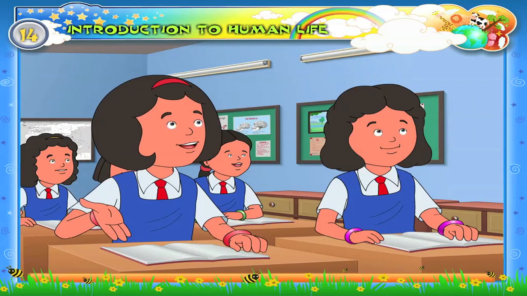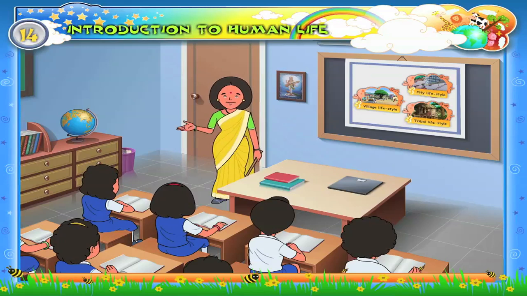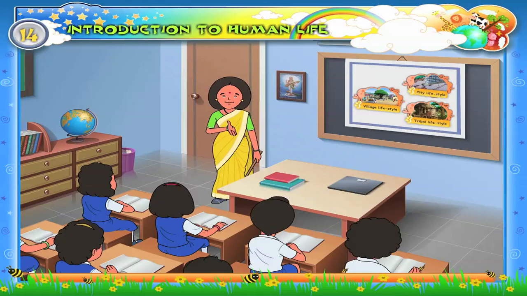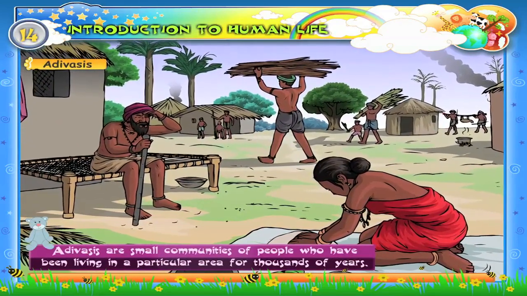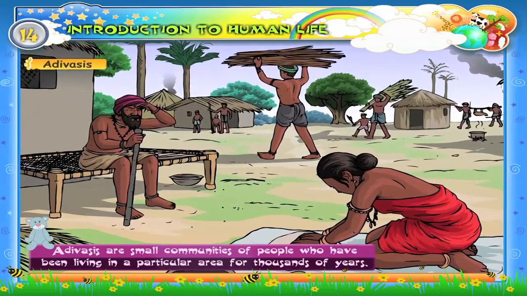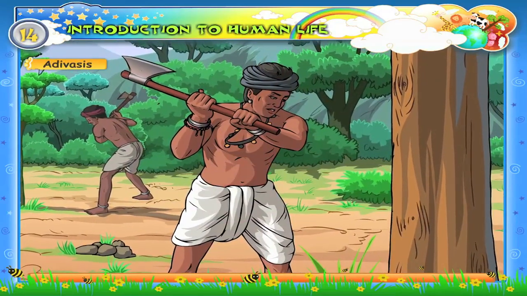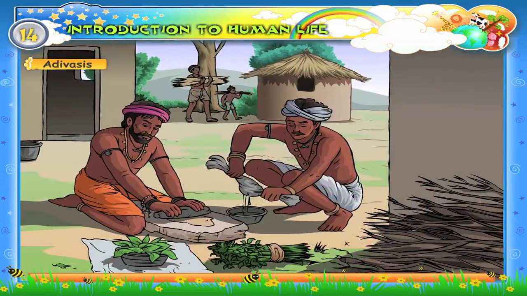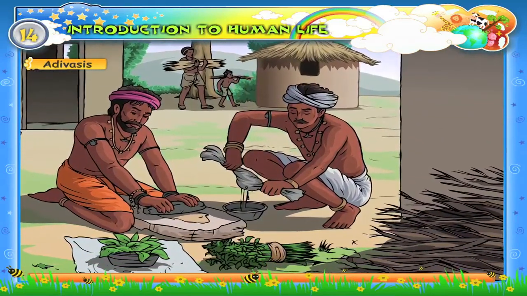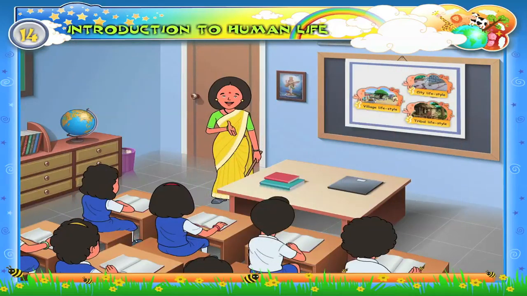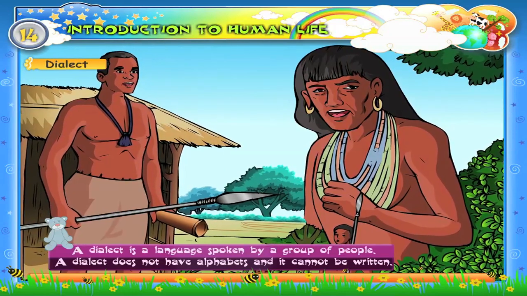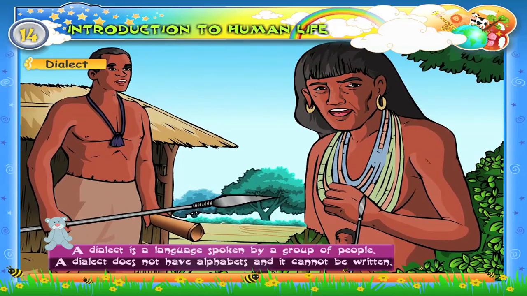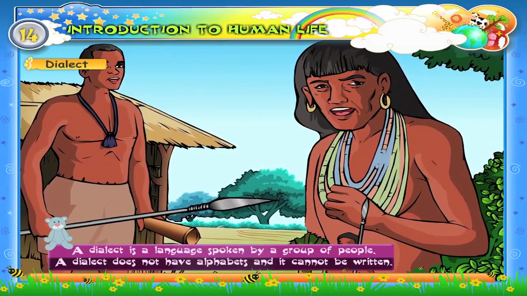How is the life of the Adivasis? Life of the Adivasis is entirely different from the human life we find in cities and villages. Adivasis are small communities of people who have been living in a particular area for thousands of years. Their life entirely depends on nature. They use the things available in nature in order to fulfill their needs. Every tribal community has its own dialect. Dialect? What is dialect? A dialect is a language spoken by a group of people. A dialect does not have alphabets and it cannot be written.